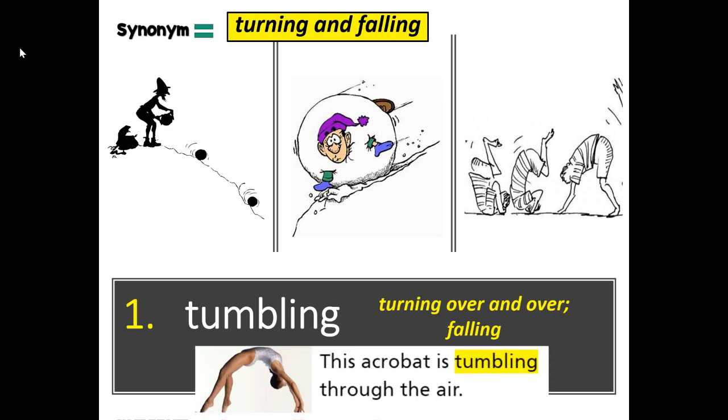Acrobat. This acrobat is tumbling through the air. You could also say this acrobat is turning through the air, or this acrobat is falling through the air. Think about it. What things have you seen tumbling? Or you could say, what things have you seen turning and falling?